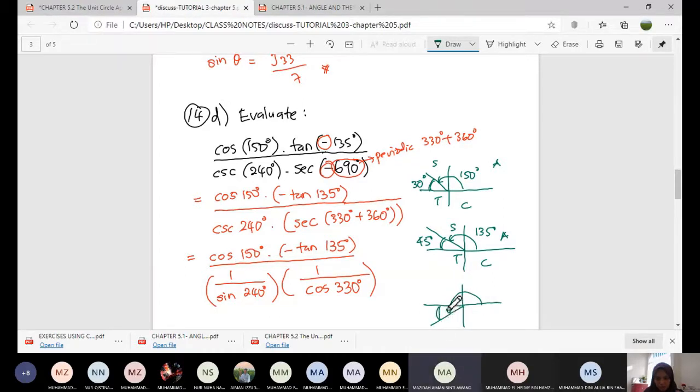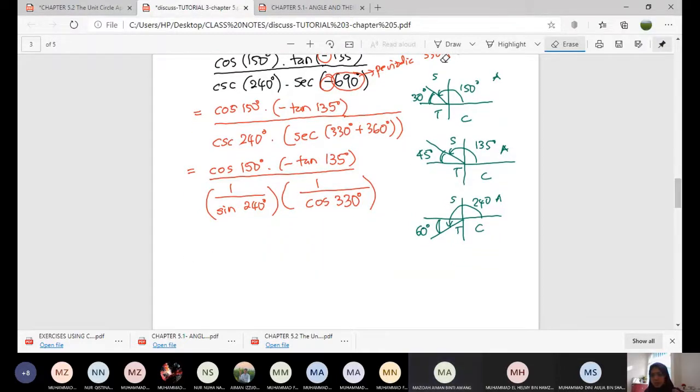The reference angle is 60. And then 330. 330 is in the fourth quadrant, sorry, fourth quadrant. So you can draw and look at the reference angle, which is 30 degree. Okay, draw the position first, then evaluate. 330, 30 degree, this is 330.